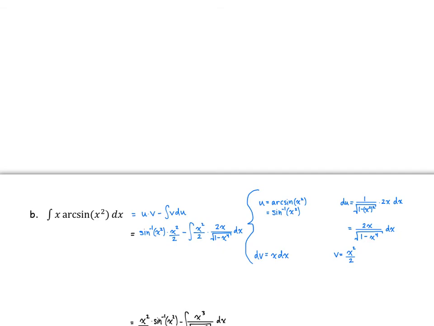So that leaves the other portion for dv to be x dx. Then integrating x dx, we get v to be x squared over 2. So now using our parts formula, we have inverse sine of x squared times our v, x squared over 2, minus the integral of v, x squared over 2, times du, so 2x over the square root of 1 minus x to the 4th dx. Okay, I want you to clean this integral up and see where we can take it from there. I'll give you a second to do that before I continue on.